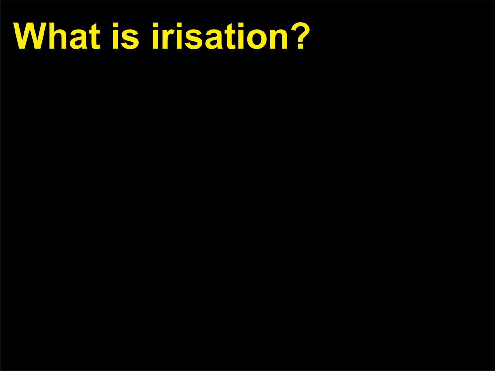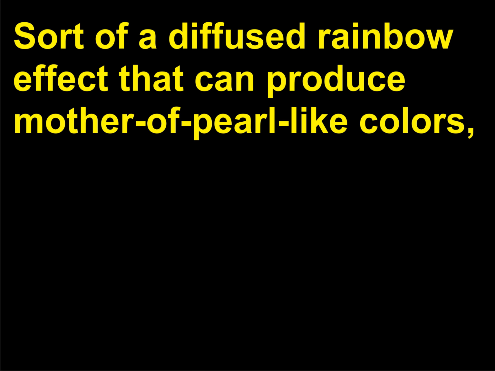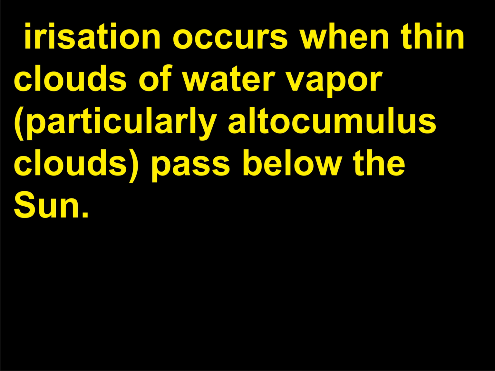What is irisation? Sort of a diffused rainbow effect that can produce mother-of-pearl-like colors. Irisation occurs when thin clouds of water vapor, particularly altocumulus clouds, pass below the sun.